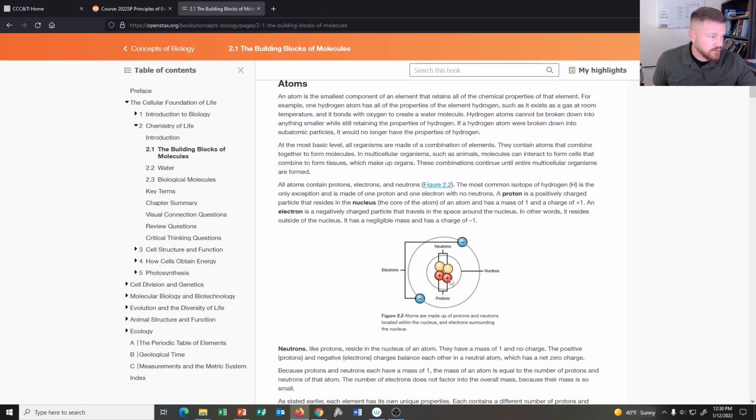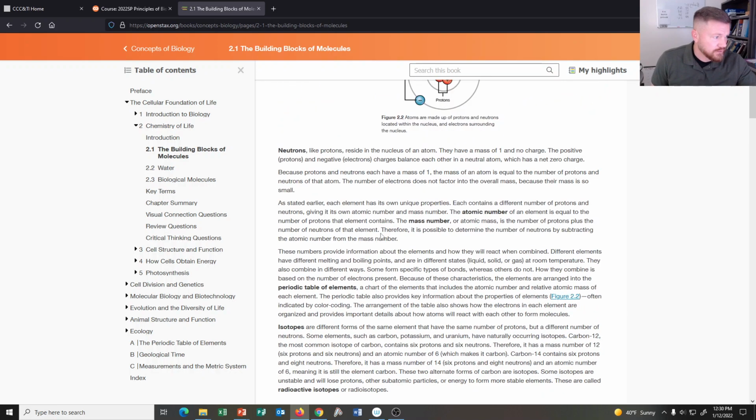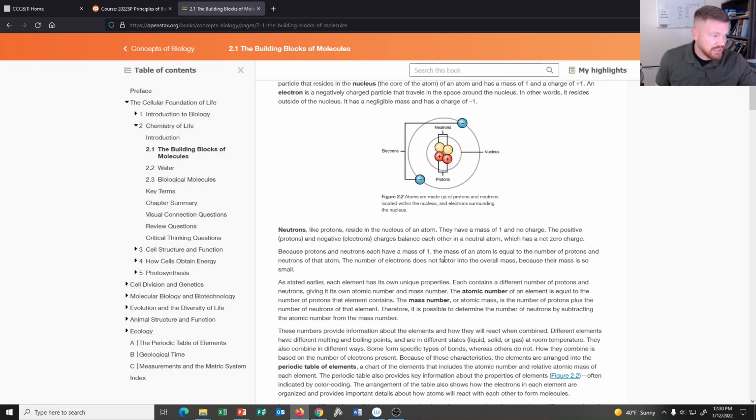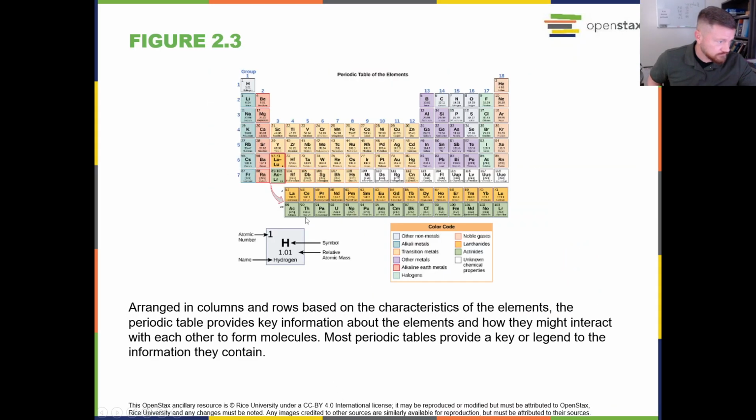And so atoms are made up of the nucleus, which contains the protons and the neutrons, and then outside the nucleus you have the electrons in these outer shells. Your book talks some about mass number and atomic number. So the atomic number is the number that you would see in the periodic table. It also happens to be the number of protons that an atom has.